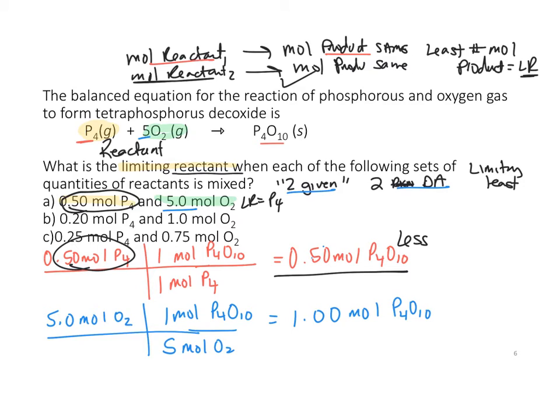All right, we do the next one. 0.20 mole of P4. We'll just do this. 0.20 mole of P4 and 1.0 mole. So 0.2 is 0.2, and 1 divided by 5 is 0.2. So no limiting reactant. They both give you the same number.